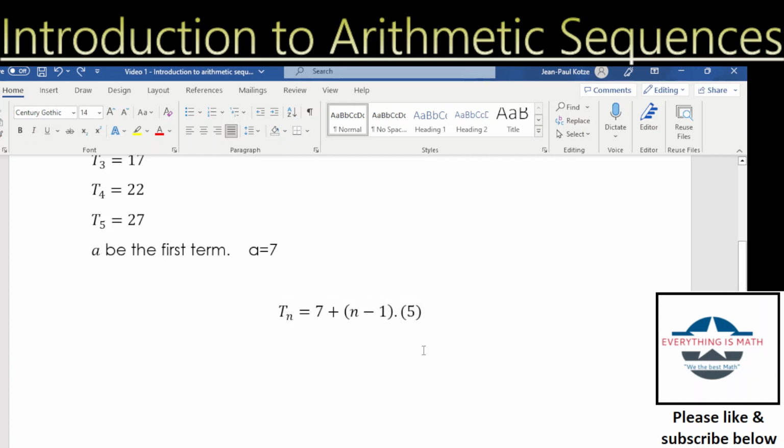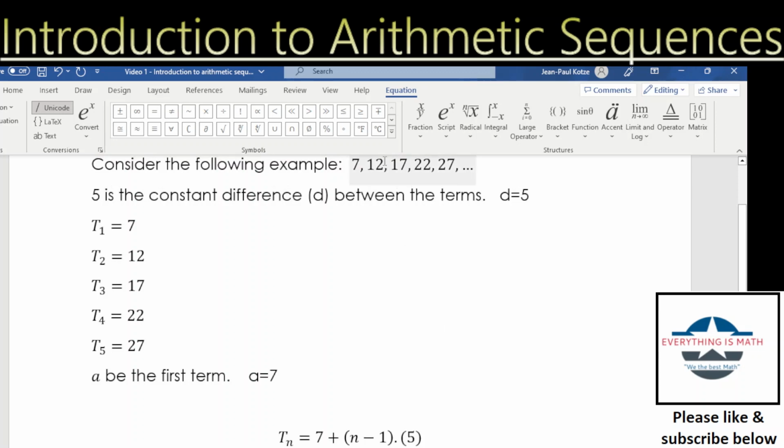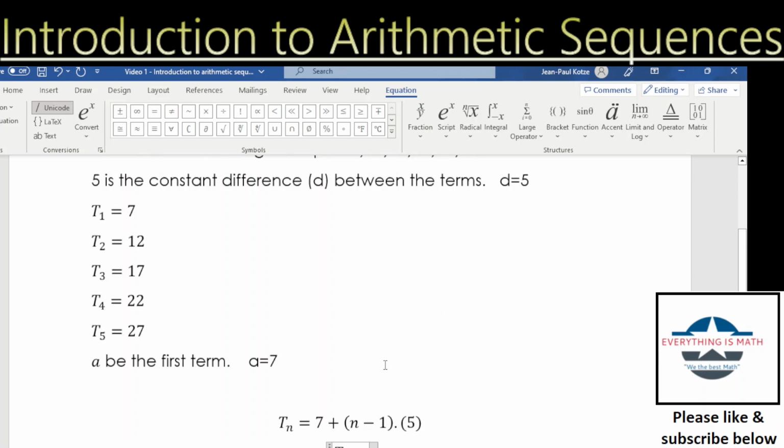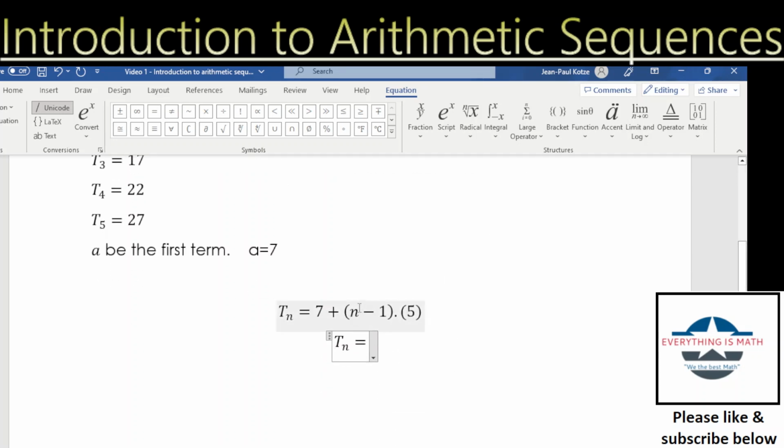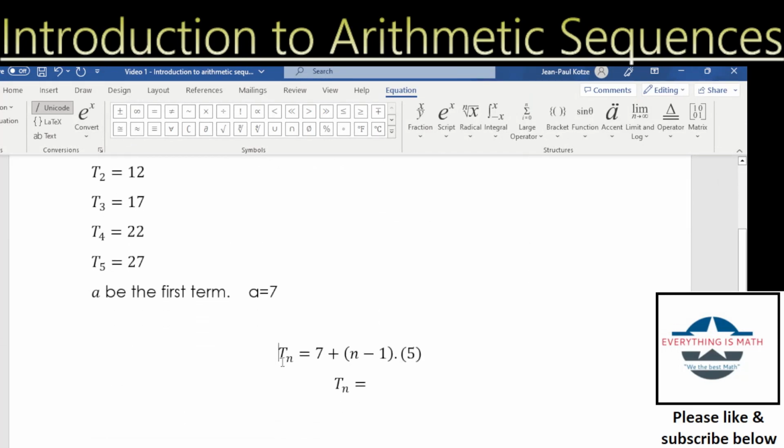But then what is n? N is the position. So if you want to go first, what is the first number, the second number, the third number, 1, 2, 3, 4, 5, the fifth number, the sixth number. n is your position. And then Tn is your value. The value is the number like 7, 12, 17, 22. Those are values. They go where Tn is.